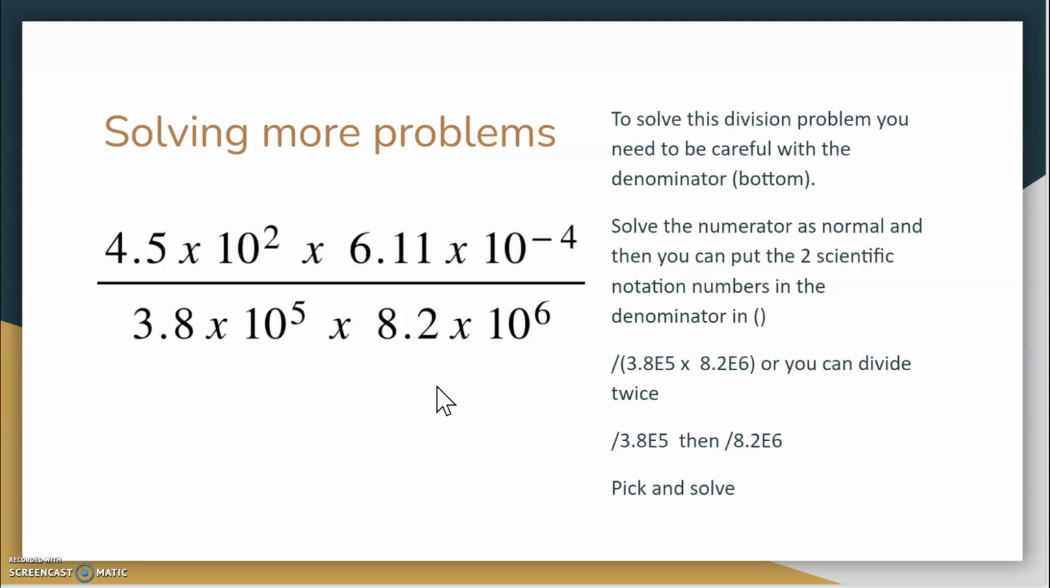So you basically have two choices. You can put this bottom in parentheses before you divide it, or you can divide it twice. Divide it by 3.8 times 10 to the 5th, and then divide it by 8.2 times 10 to the 6th. So put this in your calculator, and we'll see if you get the right number.